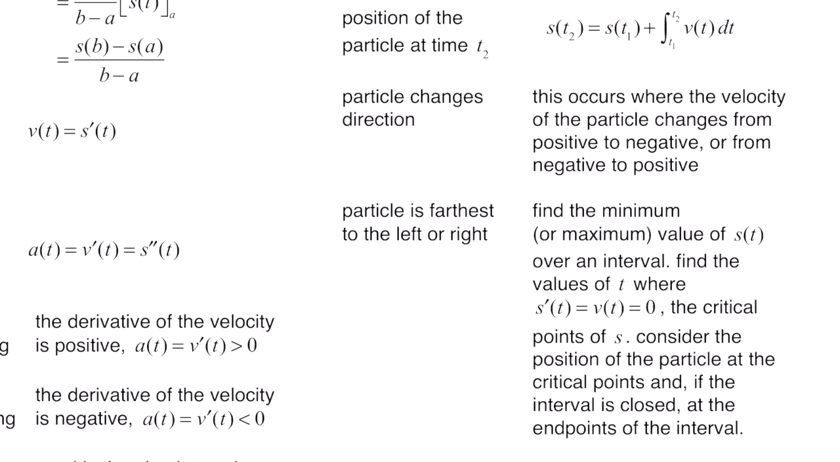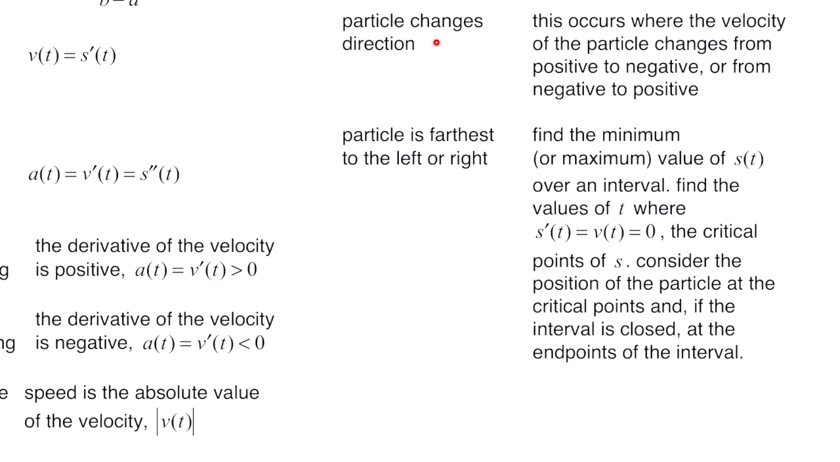So to find the position s of t sub 2, it equals the position at t sub 1 plus the integral from t sub 1 to t sub 2 of the velocity function. Next, if you need to find where the particle changes direction, this occurs where the velocity of the particle changes from positive to negative or from negative to positive.